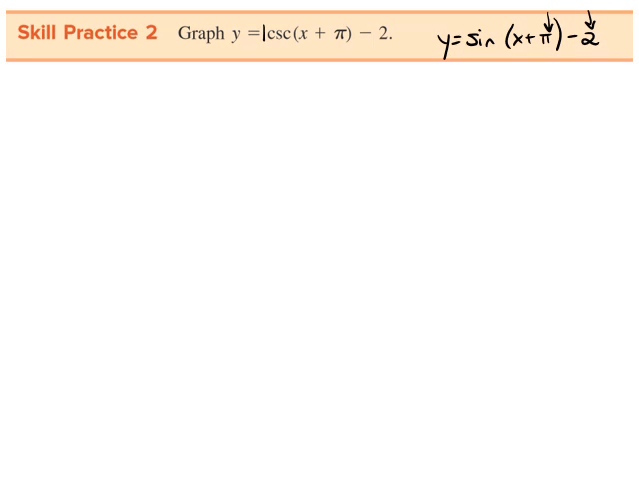My baseline shifts down 2 units, and I will sandwich x plus pi between 0 and 2 pi. When I solve this, I get negative pi is less than or equal to x is less than or equal to pi. So we'll go ahead and see what we get.